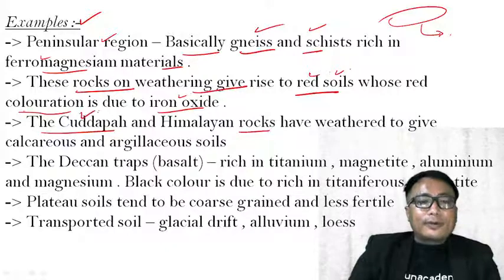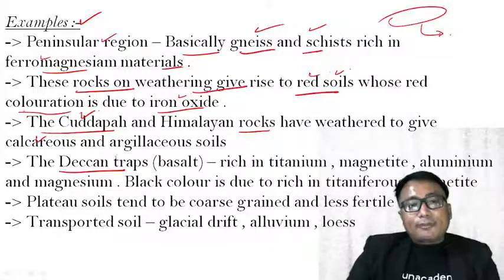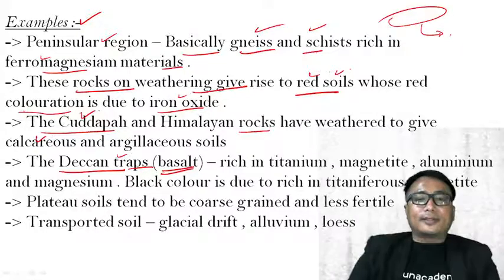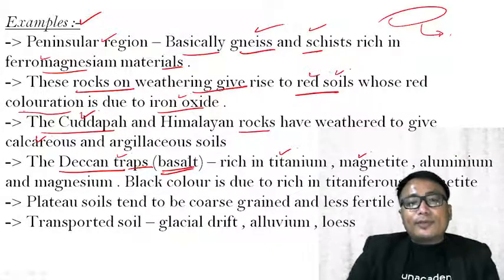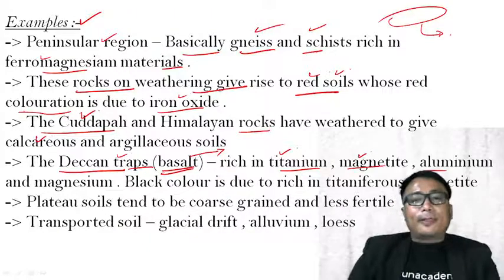Okay, Katapa rock, calcareous. Now the Deccan trap, that is a basalt. In the Deccan trap region, there was an outflow of molten lava, that is nothing but the basalt. They are rich in titanium, magnetite, aluminium, magnesium. Therefore, the soil that will derive from this Deccan trap or the basaltic rock will be rich in all of this material, influencing the fertility of the soil, the texture of the soil.